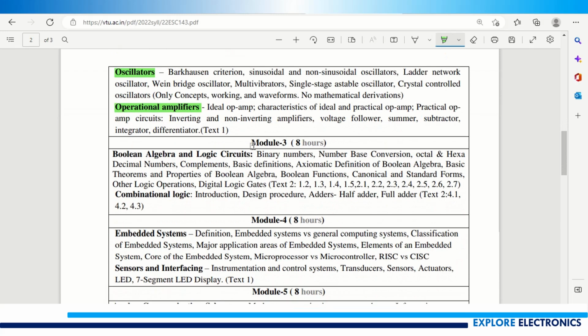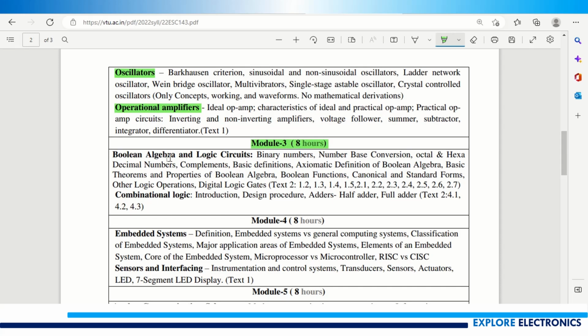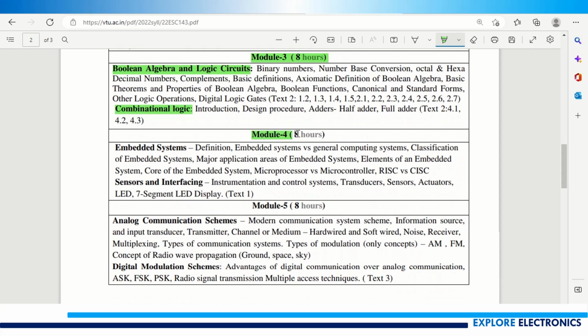And coming to module 3, this is the digital electronics part. Again it is covered in 8 hours: Boolean algebra and logic circuits. First number systems are going to be discussed, then digital logic gates, and then some combinational logic circuits up to half adder, full adder, and some design procedures. This is module 3.